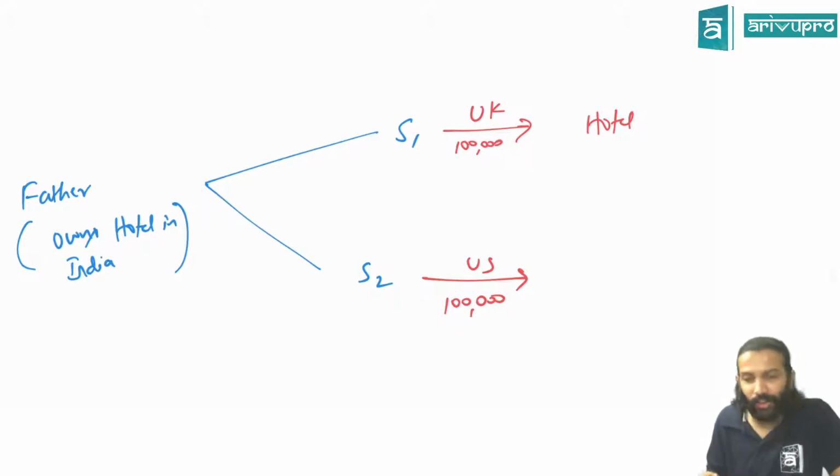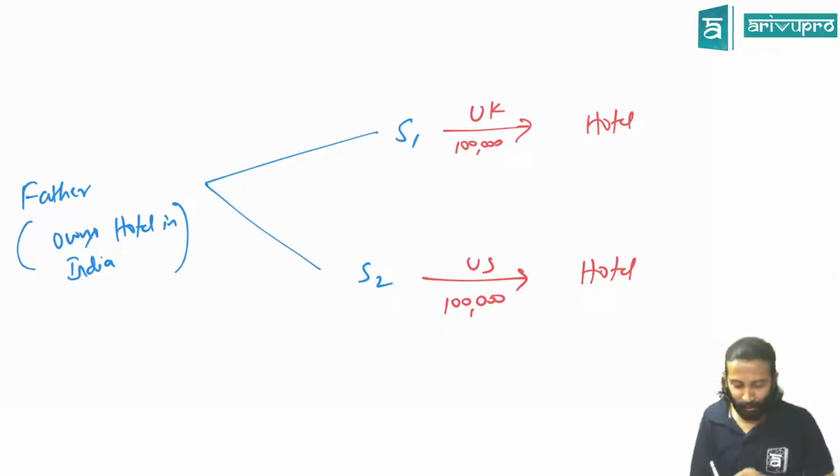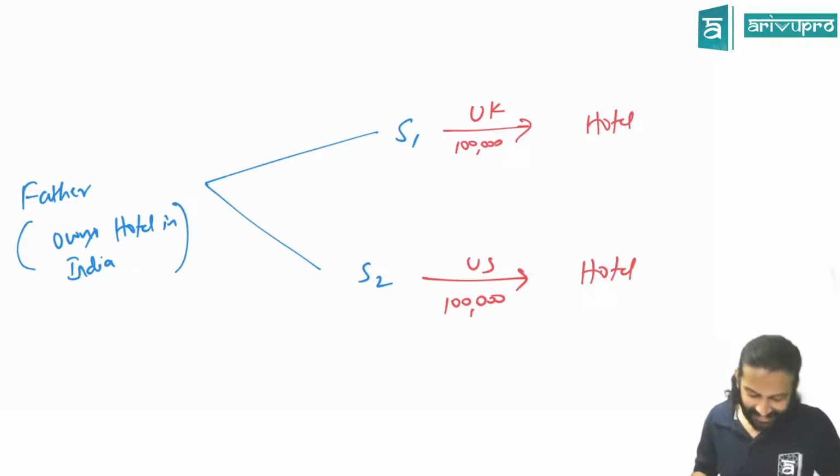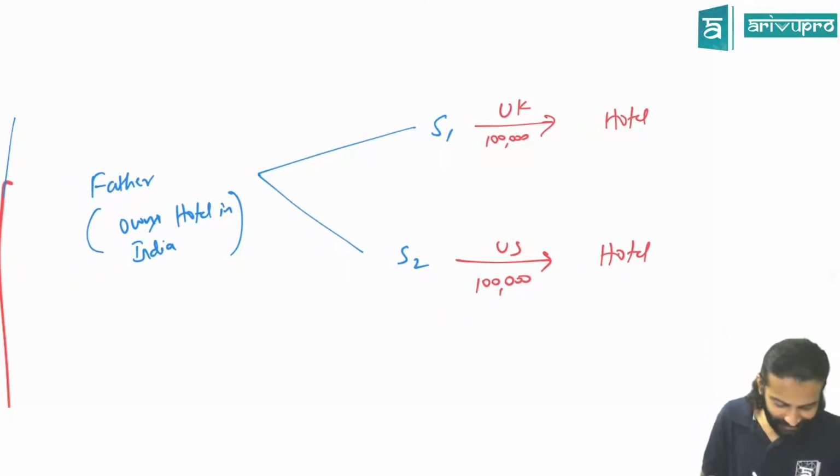This guy is saying, give me 1 lakh, 100,000 US dollars, I will open a hotel in the US. Okay, fine, and this is what they decided. The sons probably don't like each other, hence they went to different extremes altogether. Fine? Yes. So now, son 1 is our CA student.